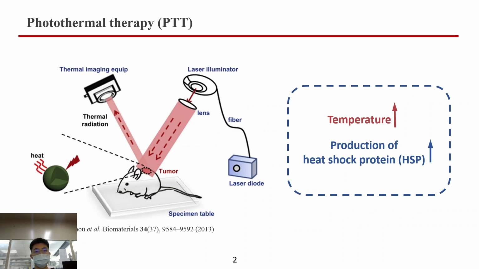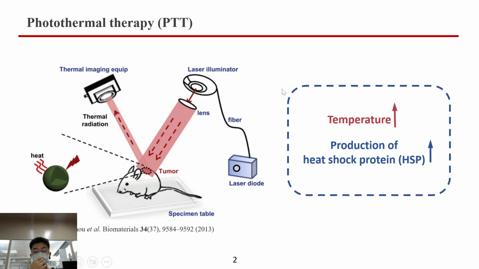And photothermotherapy, also known as PTT, usually uses nanomaterials as photothermal agents and irradiates them with a laser to produce heat. Then we further use that heat to kill the cancer cells. So this is how this therapy works. And as I mentioned, the UCNP can produce heat as well, so it can be applied as a photothermal agent here.